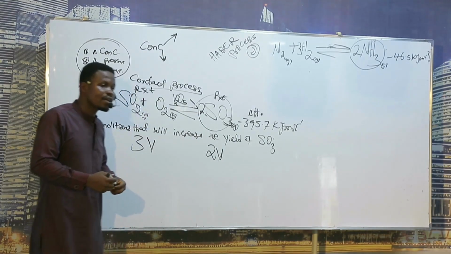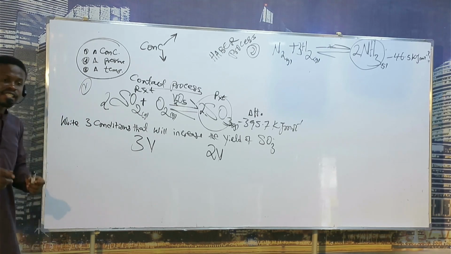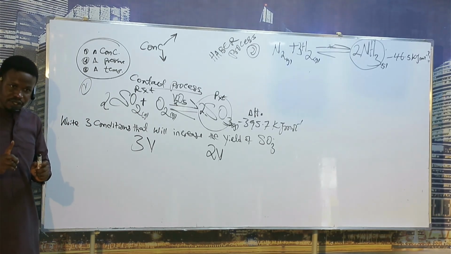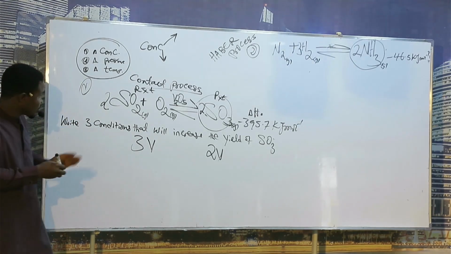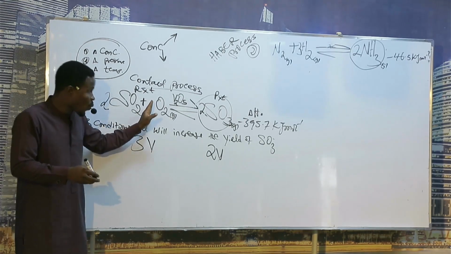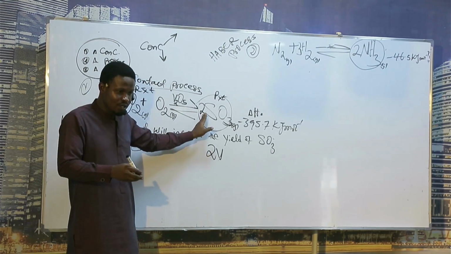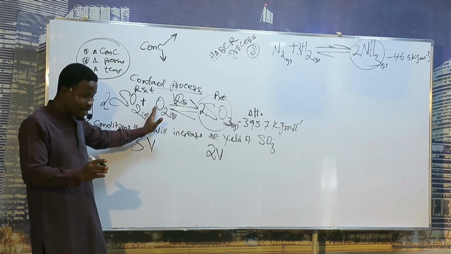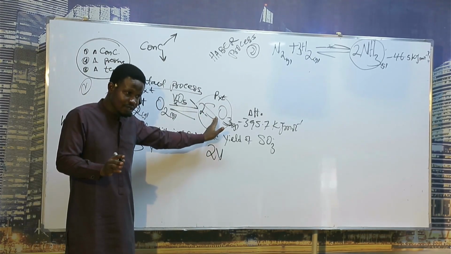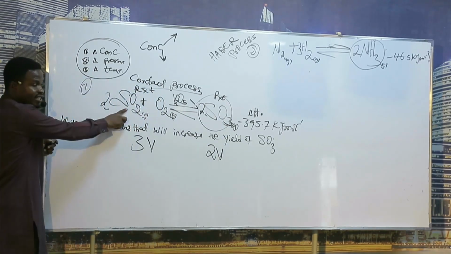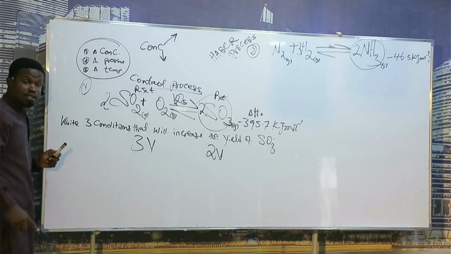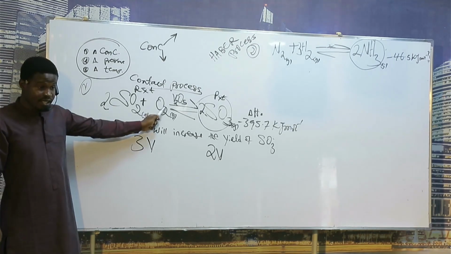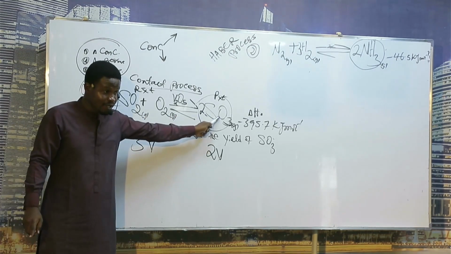Okay. Now, this is the stoichiometry of this reaction. What is the stoichiometry of this reaction? 2:1:2. That's the stoichiometric ratio. 2 is to what? 1:2. I can decrease the concentration of this one, true or false? I can decrease this one.